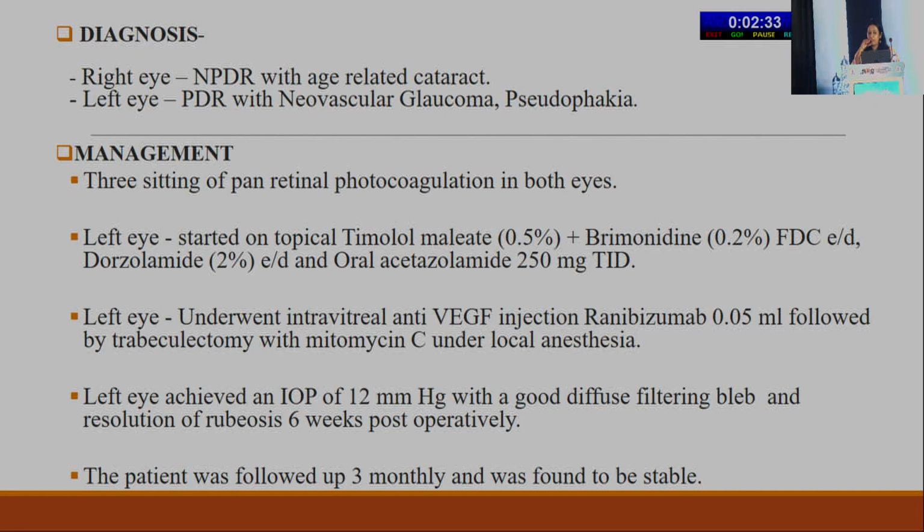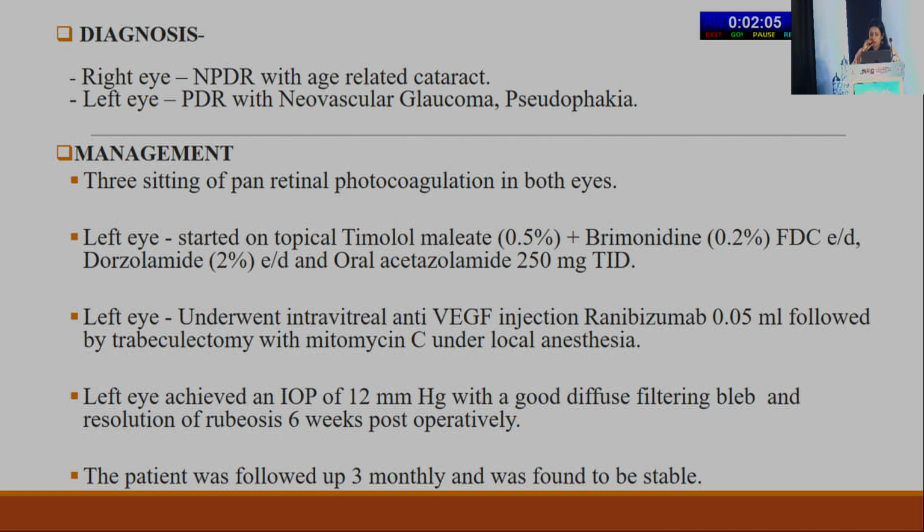My diagnosis in the right eye was NPDR with age-related cataract. In the left eye, it was a pseudophakic eye with PDR and neovascular glaucoma. For management, 3 sittings of pan-retinal photocoagulation were done in both eyes. The left eye was started on topical timolol and brimonidine fixed-dose combination, dorzolamide eye drops and oral acetazolamide tablets. The left eye also underwent intravitreal anti-VEGF injection of ranibizumab, followed by trabeculectomy with mitomycin C under local anesthesia.